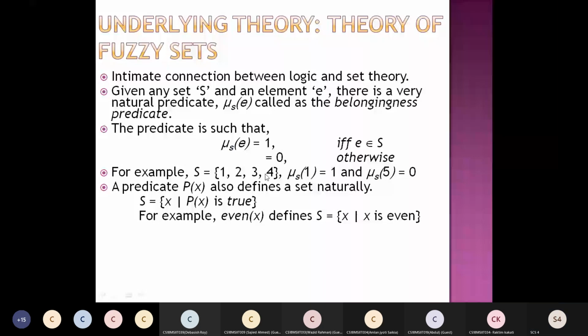So if you have understood this, look at this example. S1 to T4, then mu s of 1 is equal to 1 and mu s of 5 is equal to 0. Can you explain this, any one of you? I think everyone is understanding what I am asking?